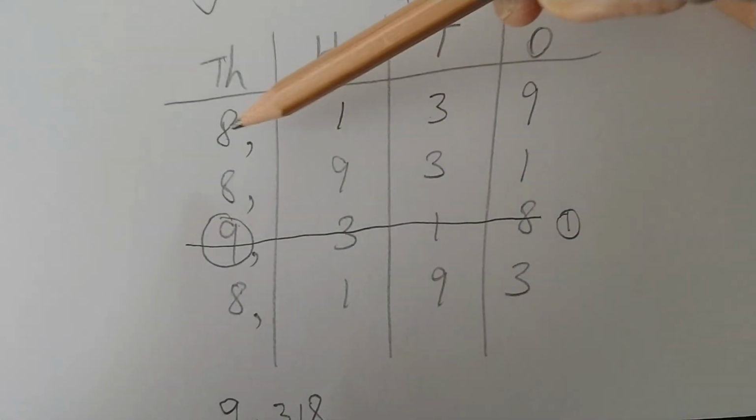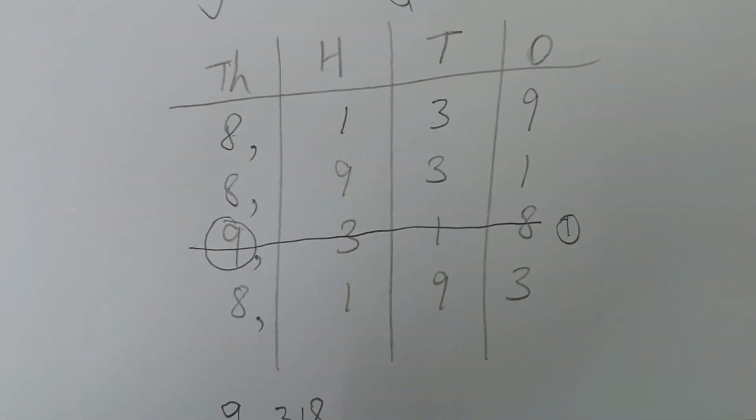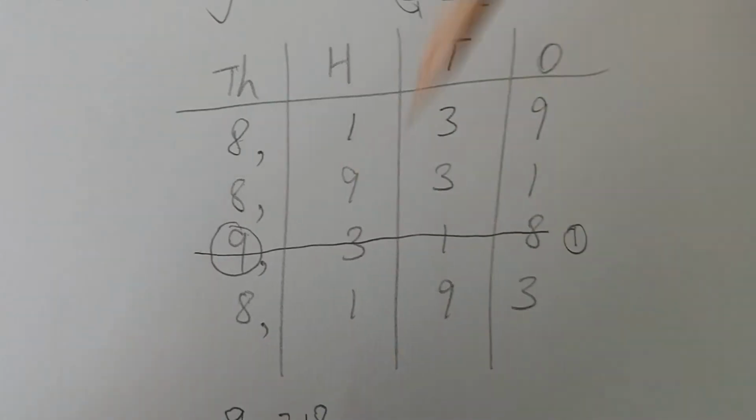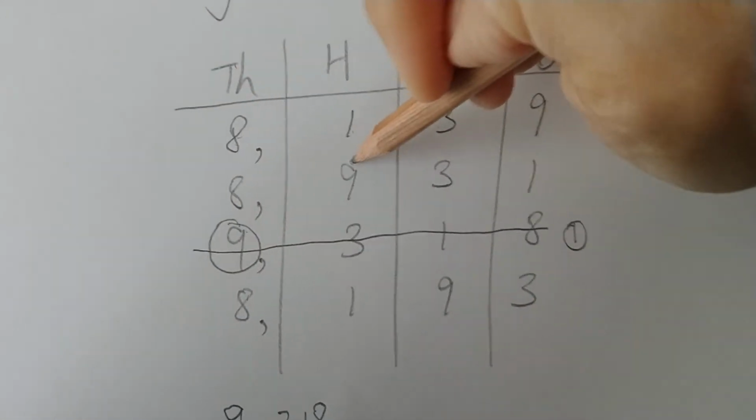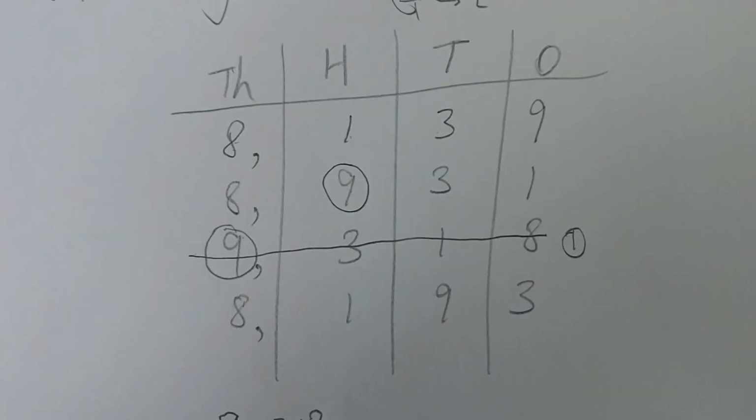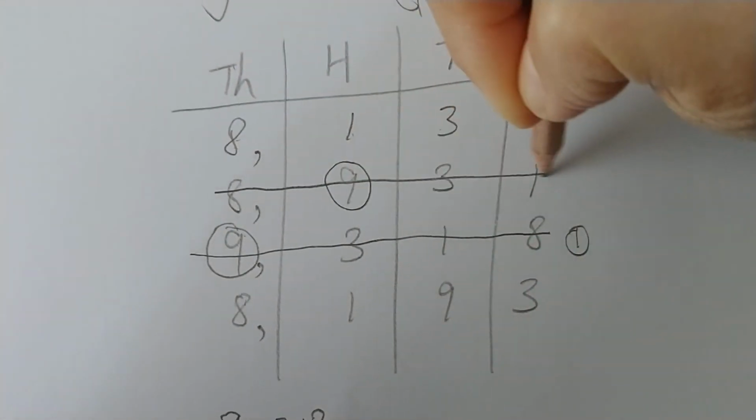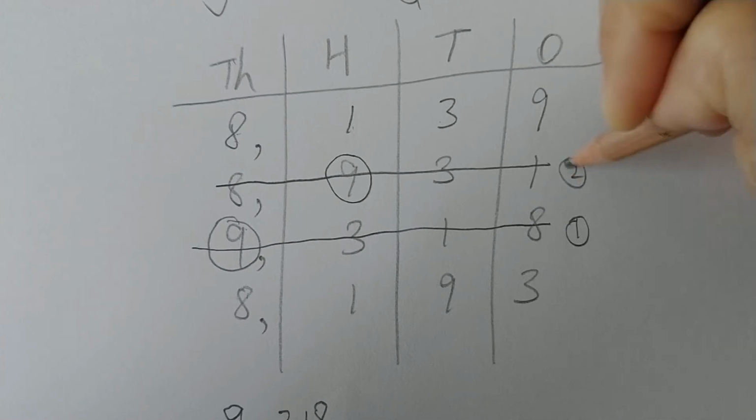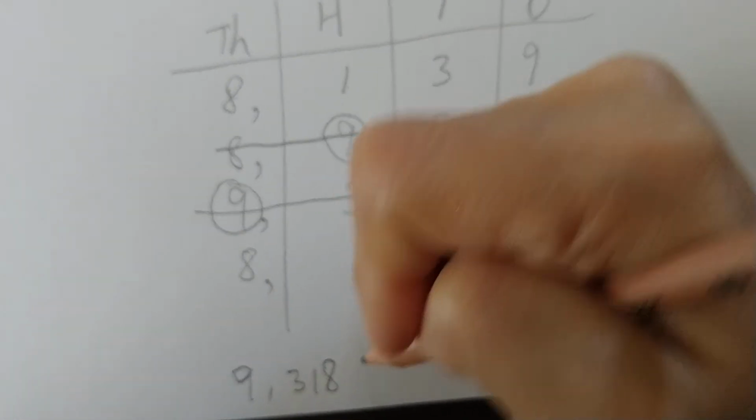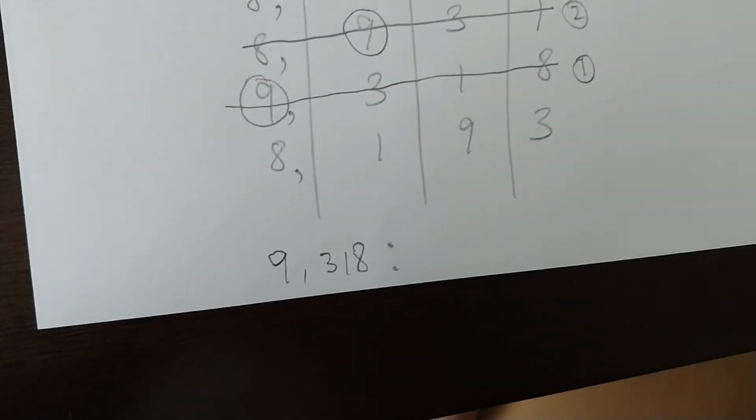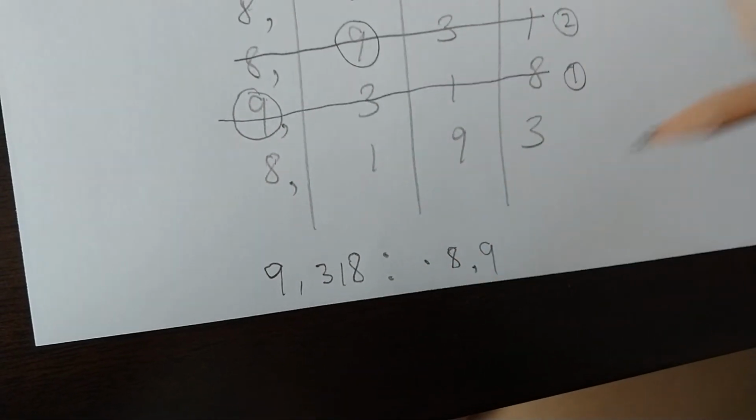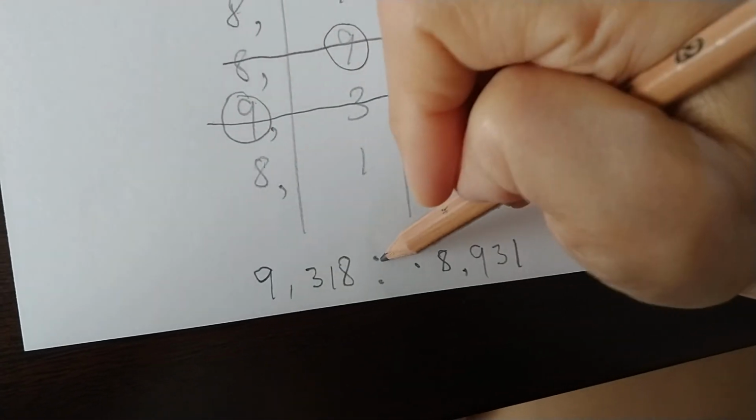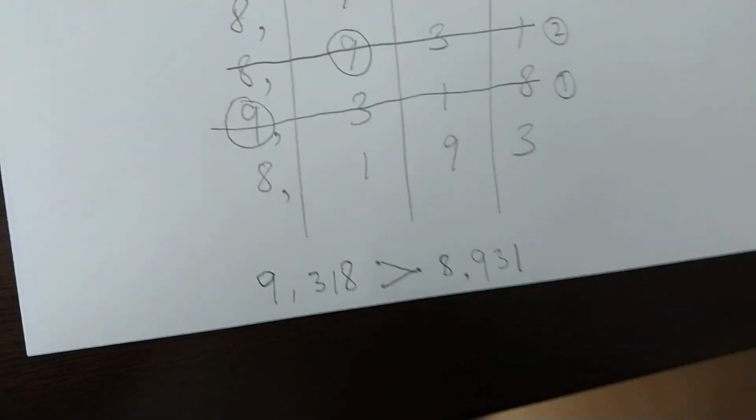Second greatest number. They all start with 8,000, so we'll move on to the hundreds place. We have a 1, a 9, and a 1. We know 900 is greater than 100. Therefore, this is the second greatest number. 9,318 is greater than 8,931. And we connect the dots here. There you go.